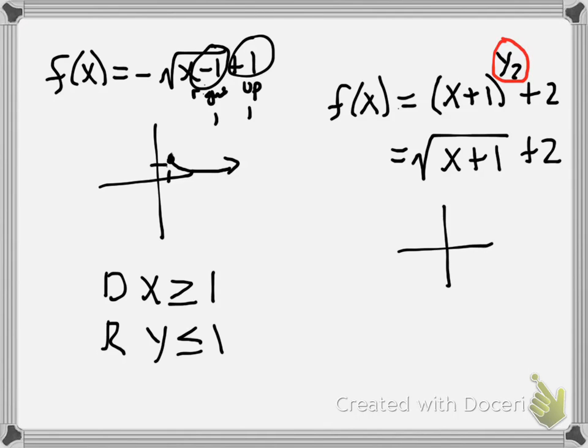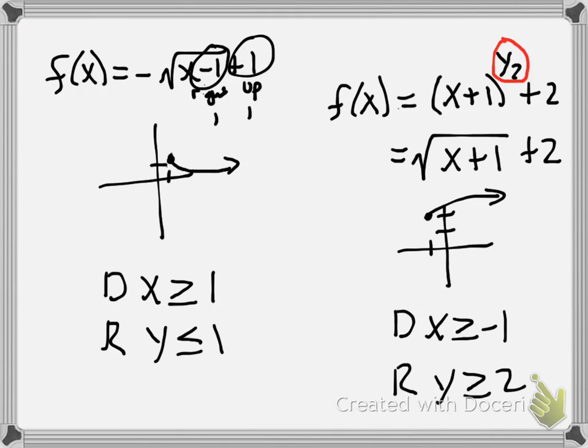So this one, we're going to have to go to the left one, up 2. It's not a negative, so it's going to go up and level off. So for this one, my domain will be all x's greater than or equal to -1. And for my range, y values greater than or equal to 2. Okay, hopefully that was easy for you.